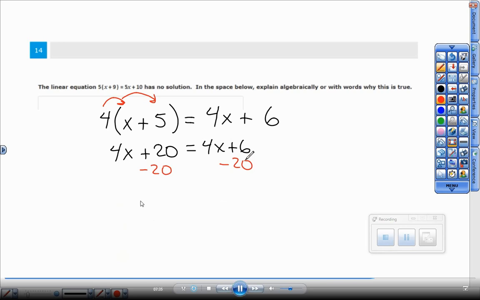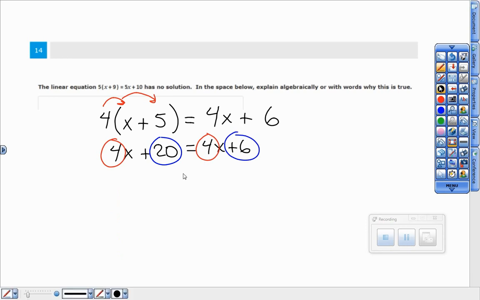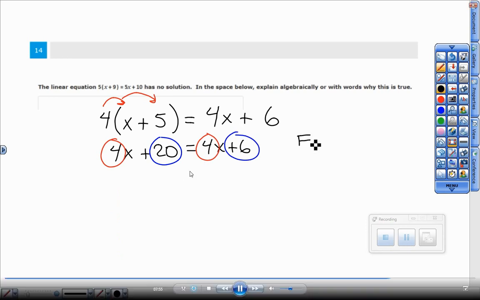Or what we want you to see, when you get it in this form right here, any number I plug in for x, one side when I times it by 4 I'll be adding it to 20. The other side when I times it by 4 I'll be adding it to 6. And that will give me a no solution situation, which means there is no number I could plug in for x and get an equation that is true, or two equal numbers.